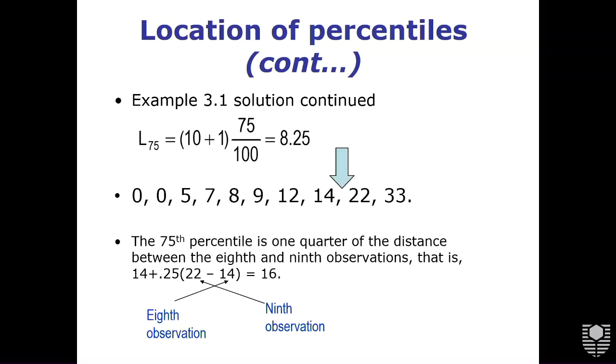So the 75 percentile is one quarter of the distance between the highest and lowest values. That means 22, see? Minus 14 equal to 16. That's some explanations. The highest and lowest.